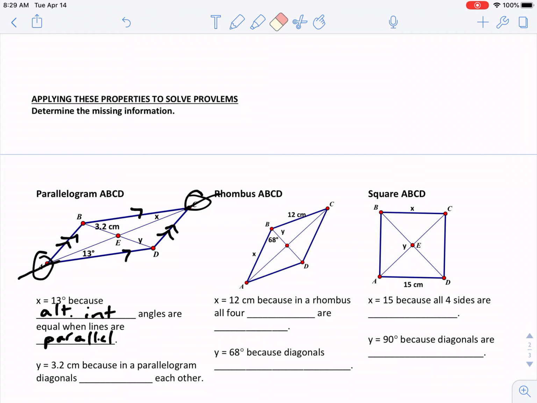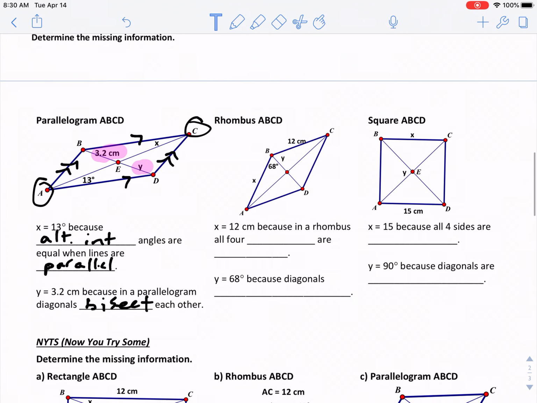Now I'm going to erase just a little bit there. Then it's saying y right here is 3.2, because y and 3.2 are those congruent parts of the diagonal, because A to C cuts B to D in half. So that's 3.2 because the diagonals bisect each other. That's kind of how we would use it in a parallelogram.